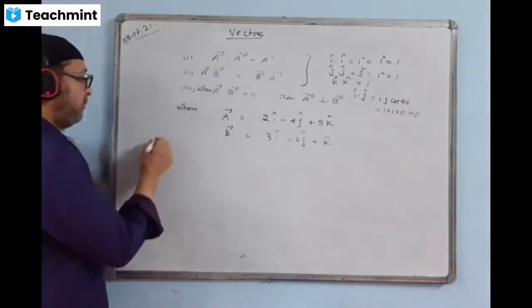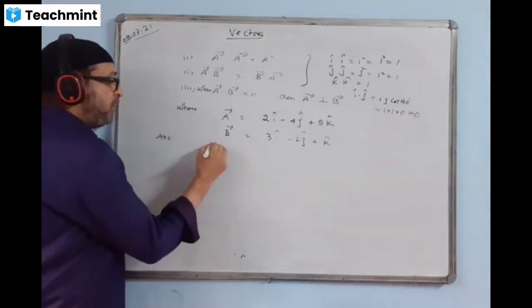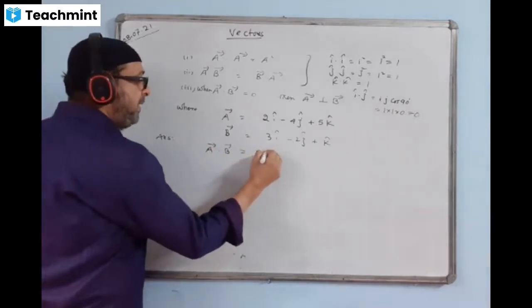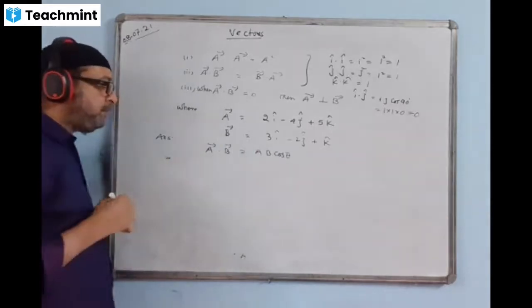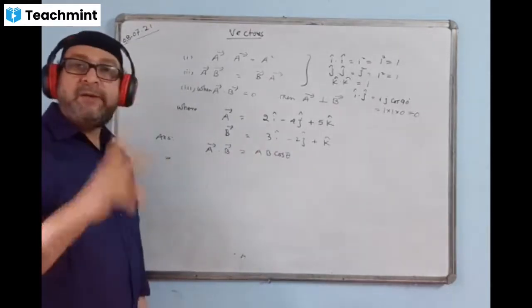So what I will do now, write the answer. I take the dot product between them, A dot B. What is the formula of A dot B? We write A B cos theta. Let us write that first. I will write that A dot B is equal to AB cos theta. The formula I will write first.